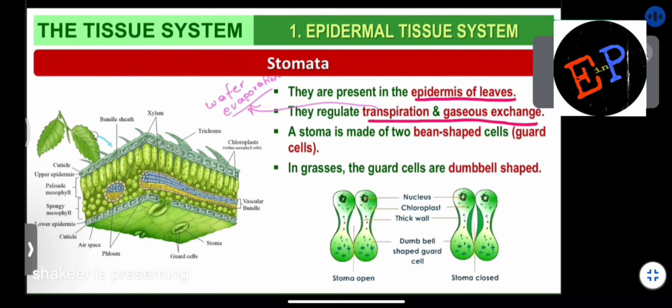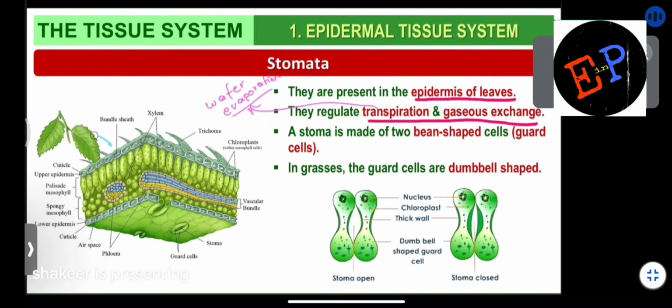So this transpiration, that is the evaporation of water and exchange of gases, is regulated by whom? It is regulated by the stomata. Are you able to understand? They are very small holes which are present at the bottom of the leaves. If you observe the leaf under a compound microscope, you can observe these stomata also. Are you able to understand?